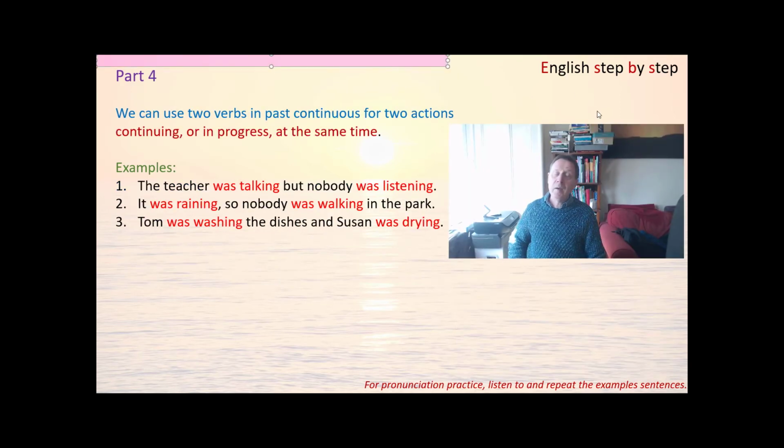Now sometimes we can make a sentence with two past continuous tense verbs. For example, the teacher was talking but nobody was listening. So both of these activities were continuing at the same time, or we could say in progress at the same time. Example 2. It was raining, so nobody was walking in the park. Example 3. Tom was washing the dishes and Susan was drying. So these activities were continuing, or they were in progress at the same time.